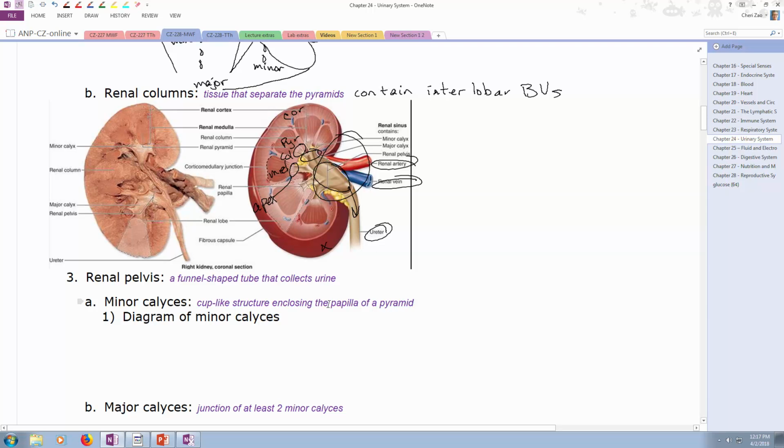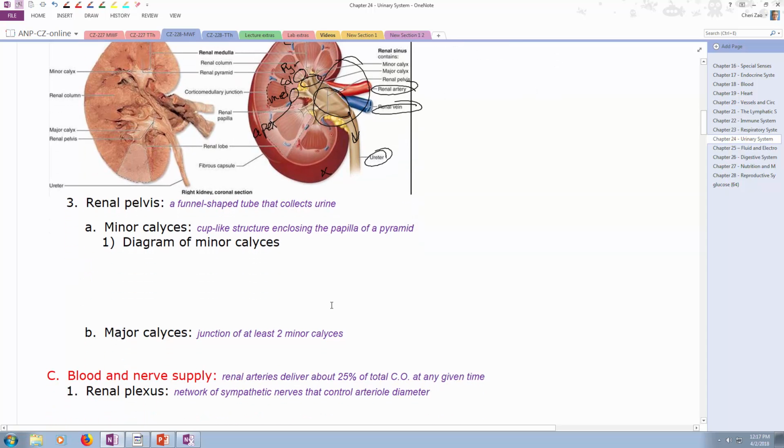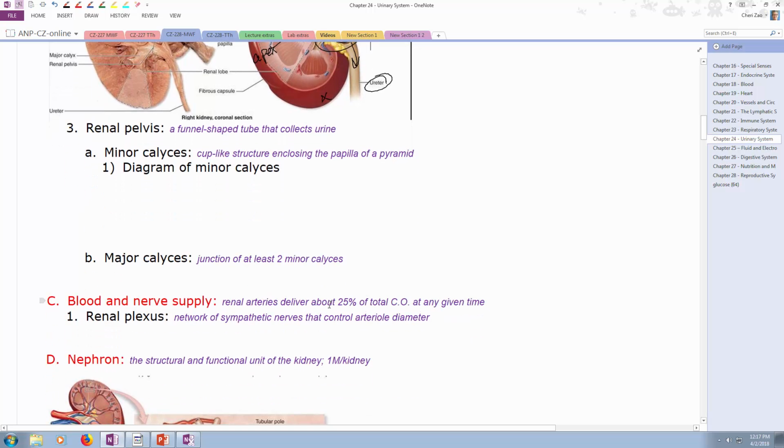Our notes here state the renal pelvis is a funnel-shaped tube that is designed to collect urine coming from our calyces. Minor calyx or calyces, cup-like structures enclosing or surrounding the tip of a pyramid, which is called the papilla. And we did our diagram above, see above. Also, see above. I'm going to take out some of these spaces so we don't have so much page stuff to actually go through.